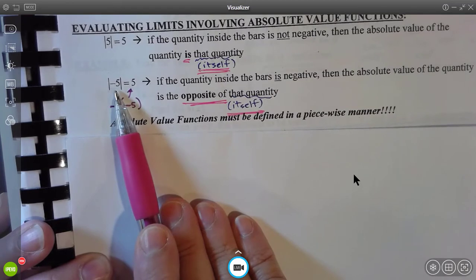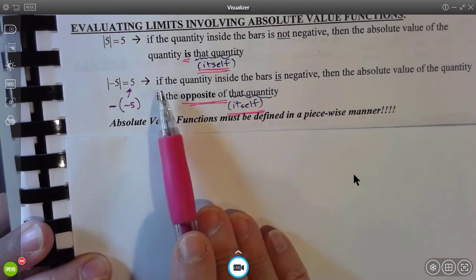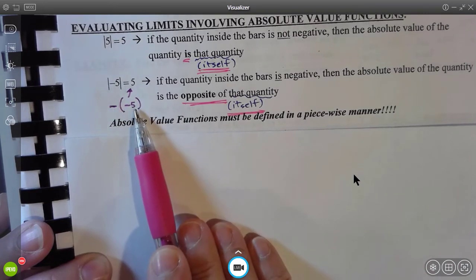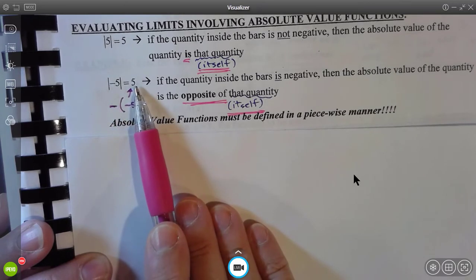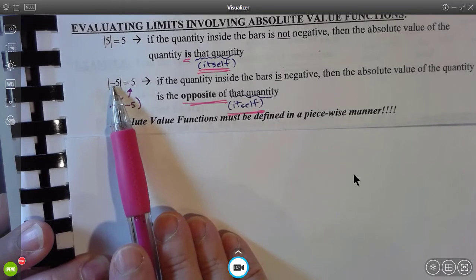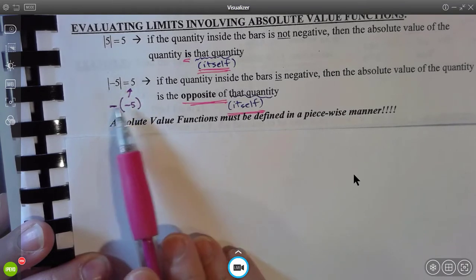Now, what happens if I have a negative 5 inside of here? If the quantity inside the bars is negative, then the absolute value of the quantity is the opposite of itself. You can say the absolute value of negative 5 is 5 because everything's positive, but a better answer is that absolute value ensures that your quantities are positive. So if we have a negative in there, in order to ensure that that becomes positive under the absolute value function, we have to negate that thing that was negative.